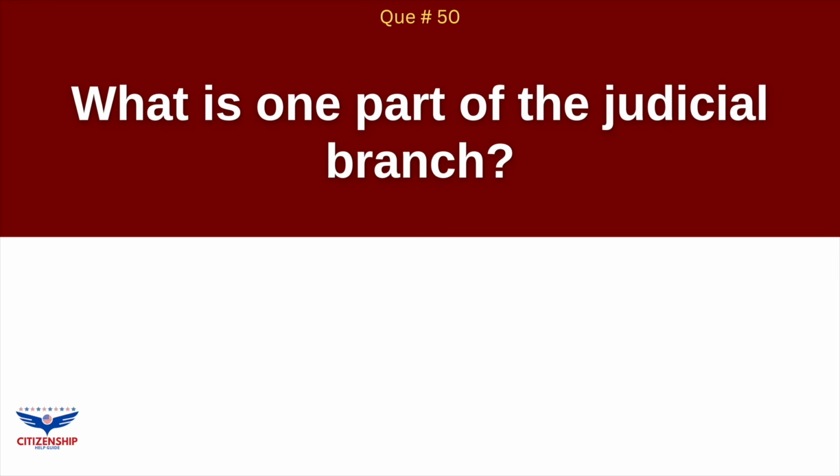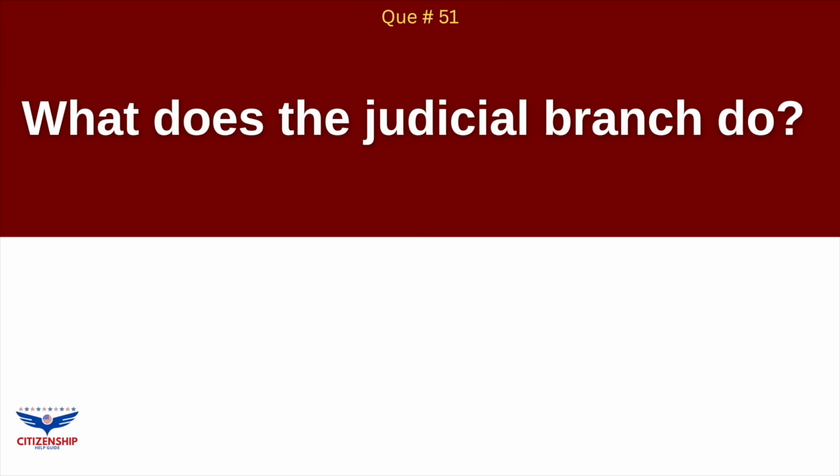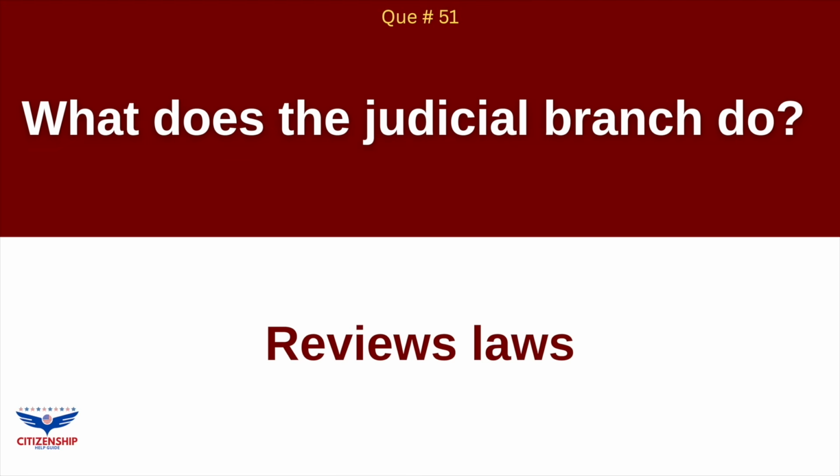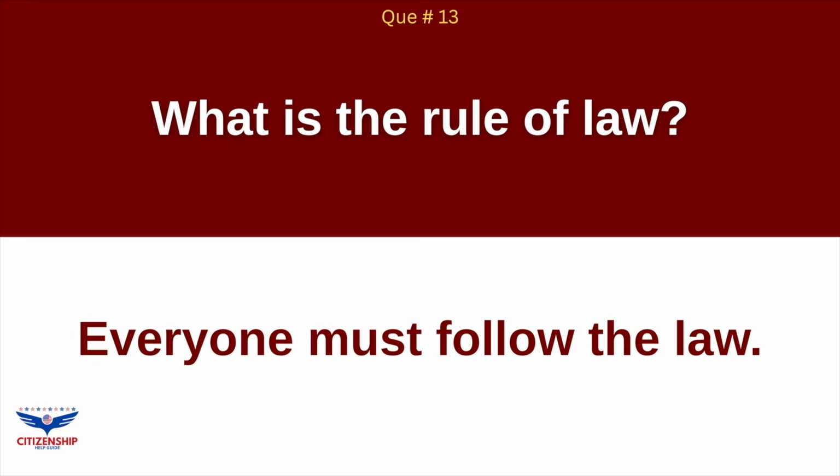What is one part of the judicial branch? Supreme Court. What does the judicial branch do? Reviews laws. What is the rule of law? Everyone must follow the law.